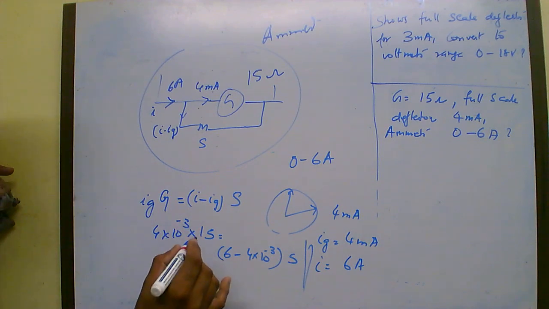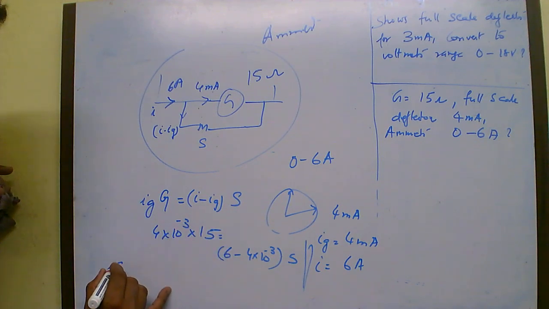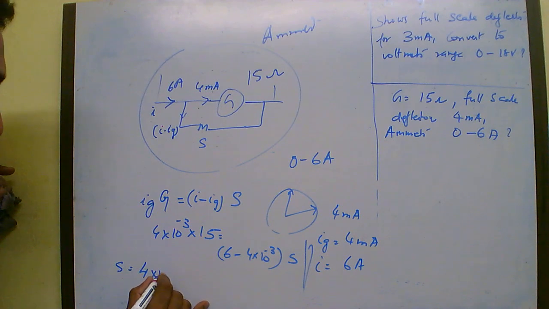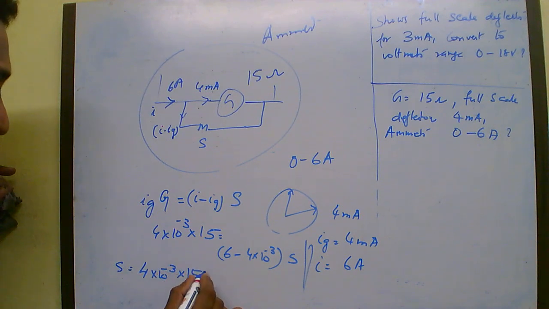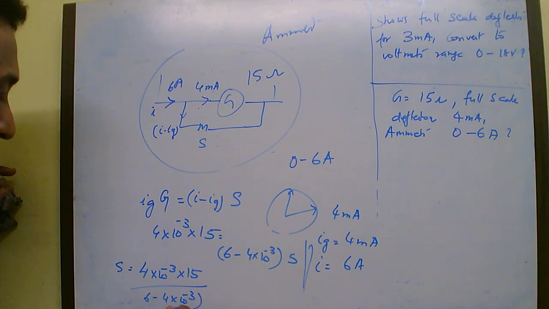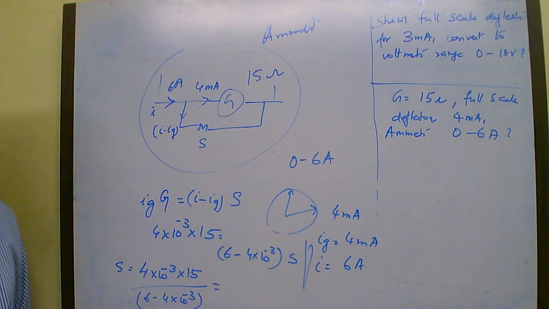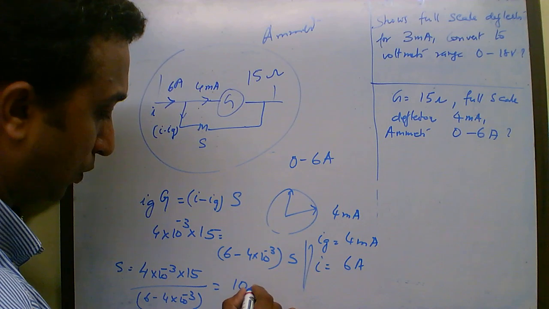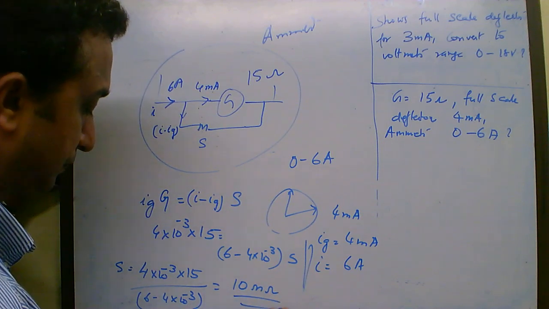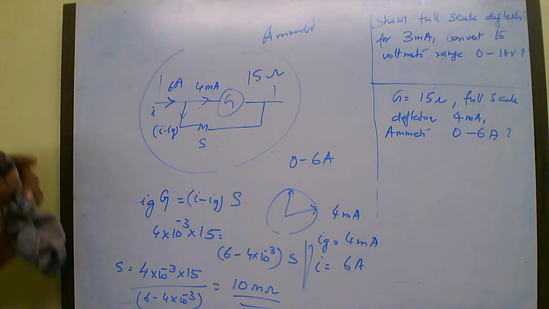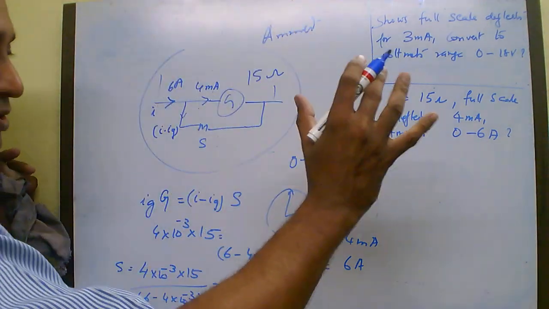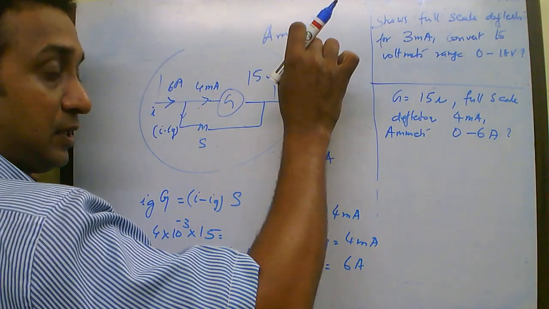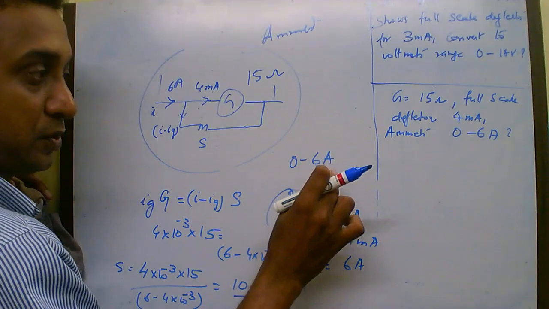So S will be equal to 4 into 10 raised to minus 3 multiplied by 15, divided by 6 minus 4 into 10 raised to minus 3. So when you calculate, your value will be something near 10 milliohms. So hope you understood the logic of how the galvanometer is converted into a voltmeter and also into an ammeter.